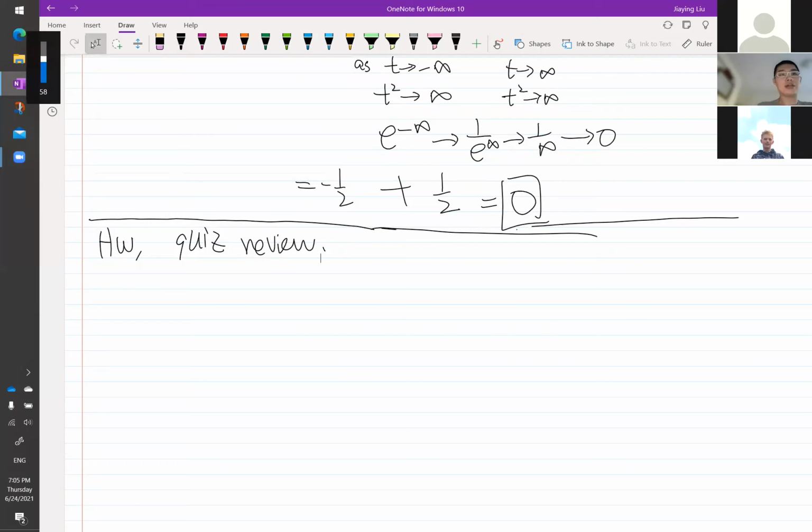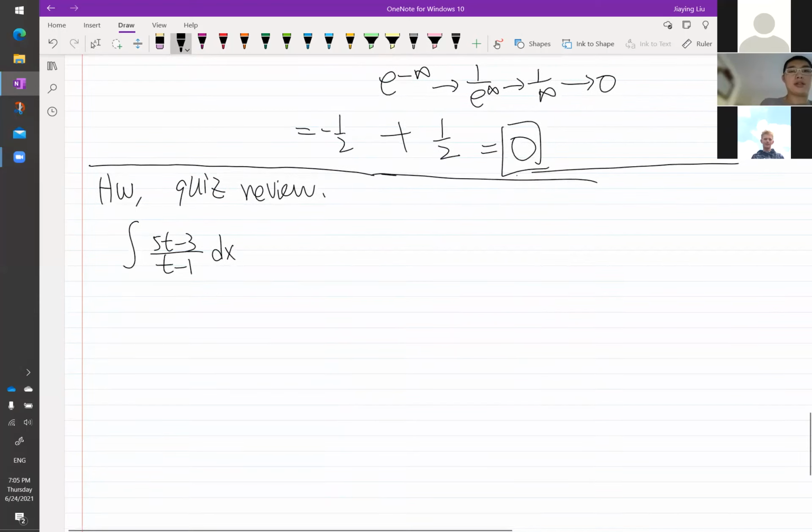Yeah, go ahead. Okay, it's the integral of 5t minus 3 over t plus 1. 5t minus 3 over t minus 1? dt. Yeah. Good question.